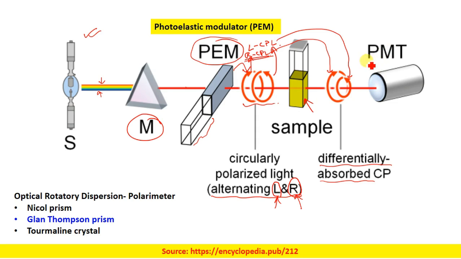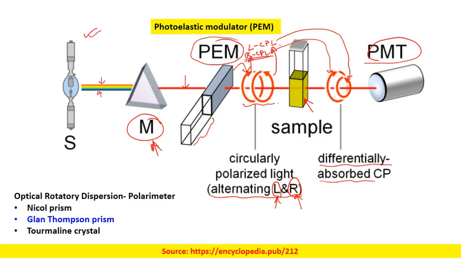Now there is a PMT. Why do we use a PMT? Even though a PMT does not have wavelength information, this is because here we are using a monochromator, so we are basically using a specific wavelength of light. When you are using specific wavelength light, there is no need for information about the wavelength. So this is one of the important things.